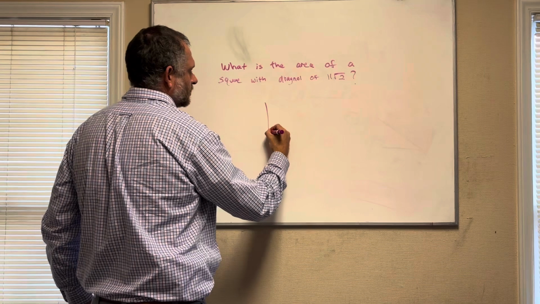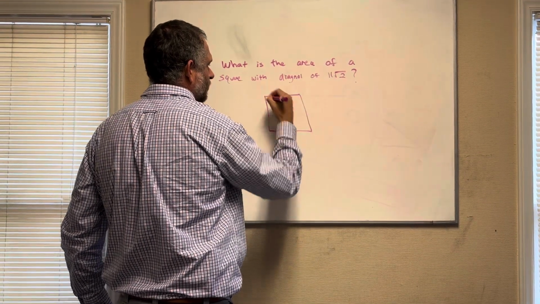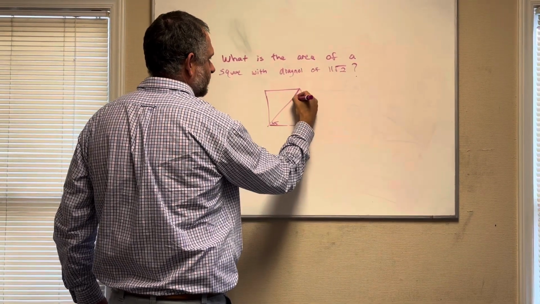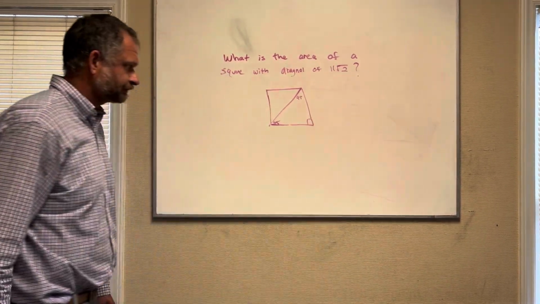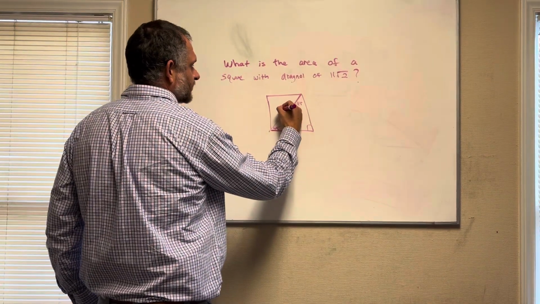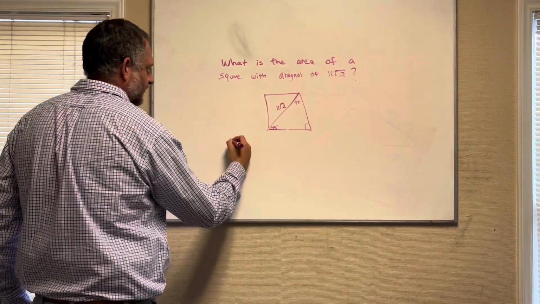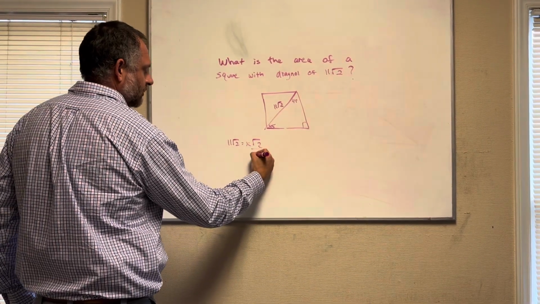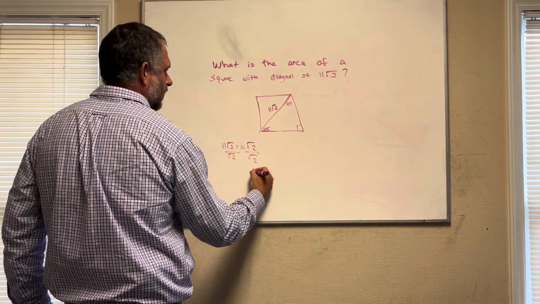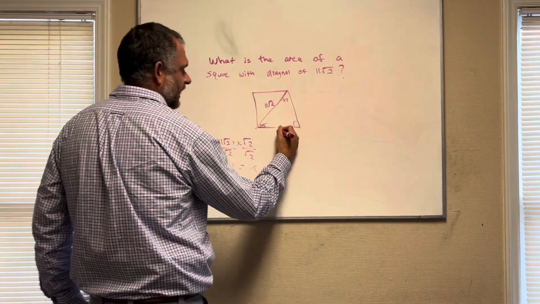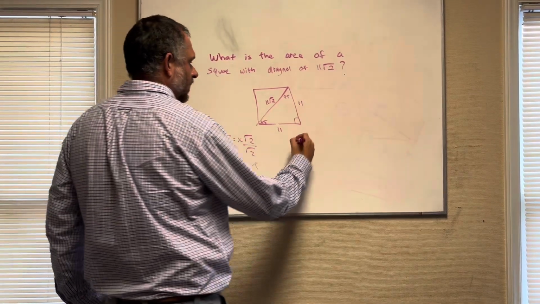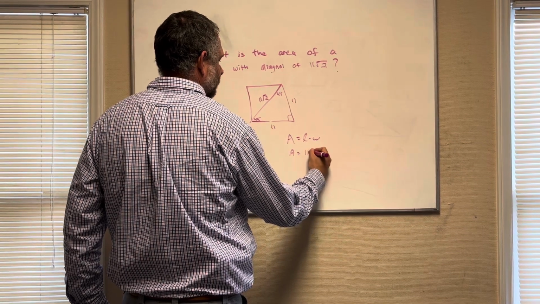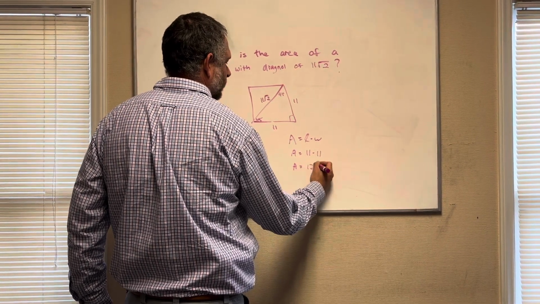So we draw our square, we draw our diagonal. Once we draw the diagonal, this creates our 45-45-90 right triangle. Here, the diagonal is 11 root 2. We know that the diagonal is equal to x times the square root of 2. So divide by root 2, divide by root 2. Our x is 11. Therefore, our side is 11. Our area is length times width. So the area is 11 times 11, which is 121.